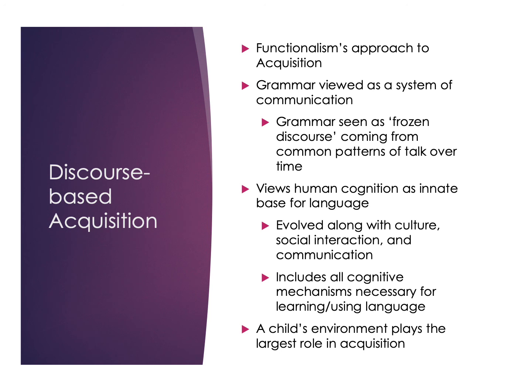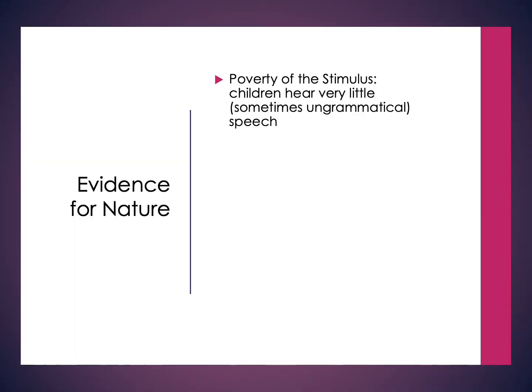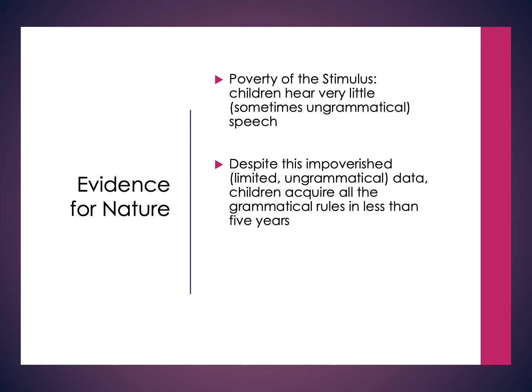And there are types of evidence for either of these different major theories. So some of the evidence that's often posited for nature arguments is something called the poverty of the stimulus, where children are hearing very little speech compared to what the possibilities are for the full language. And sometimes they're hearing things that are ungrammatical. And yet, despite this impoverished or limited or ungrammatical data, they're still able to acquire all the grammatical rules they need for their language in about 5 years or less.